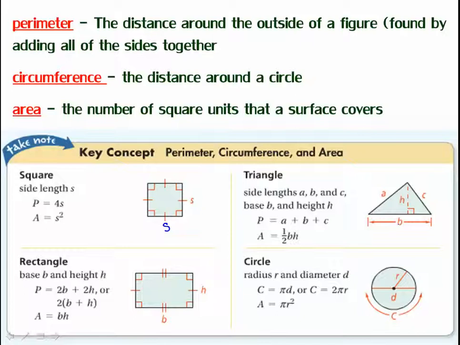But remember, the height is always measured at a right angle to the base. So in this triangle, B is the base and H is the height. The height does not have to be a side of the triangle. And in a circle, the circumference is found by multiplying pi times the diameter. Sometimes that's written as C equals 2 pi r, but remember, 2 times the radius is the same as the diameter. And the area is pi multiplied by the radius squared. So we're going to be using these formulas today.